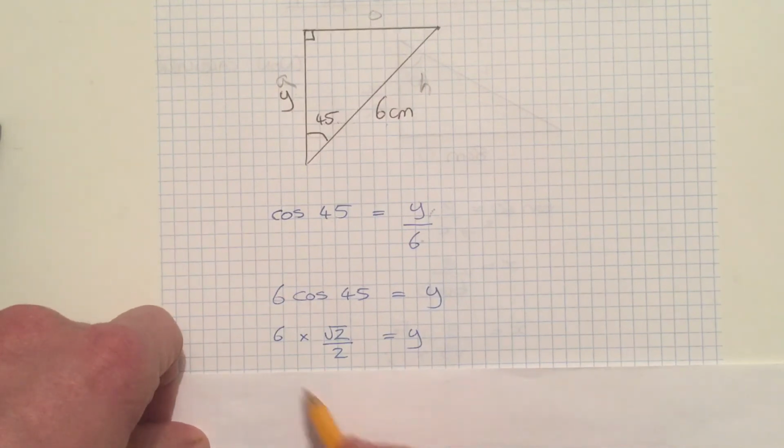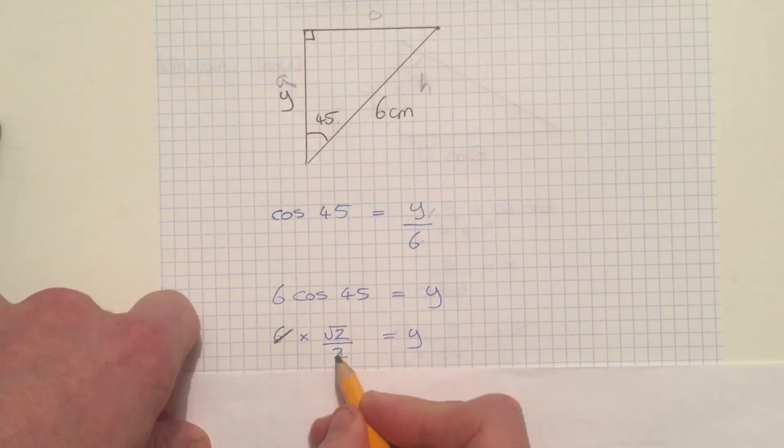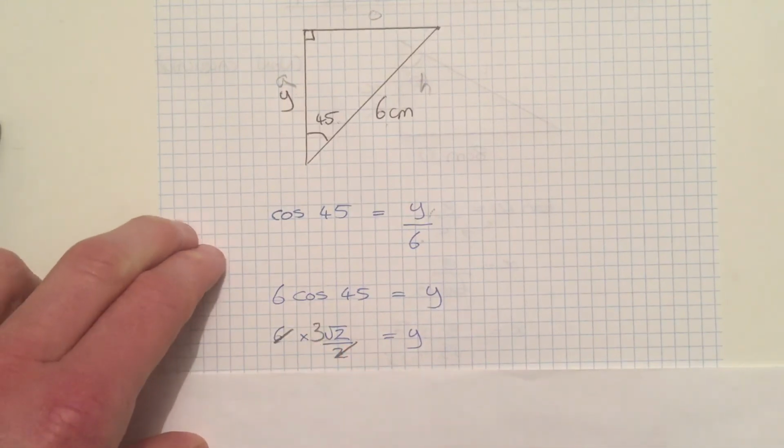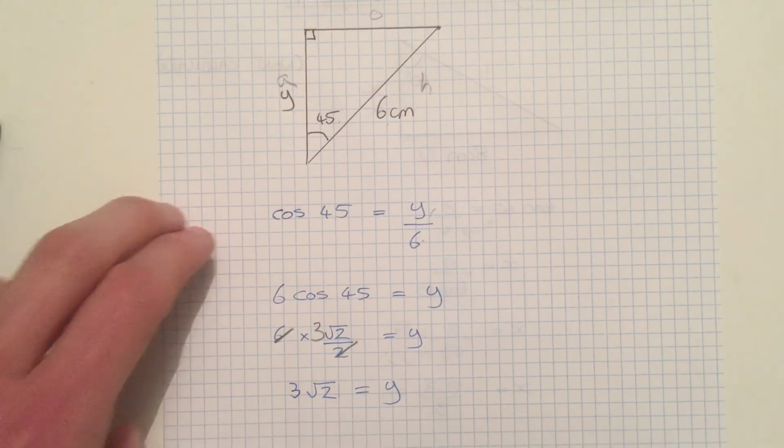And now we can simplify this, because if we are timesing by 6 and dividing by 2, they will simplify to just be timesing by 3. So 3 root 2 is my answer.